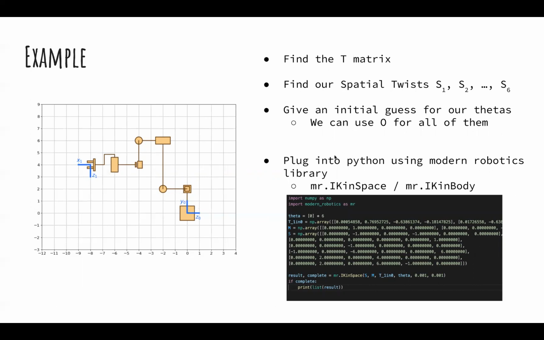Then we just plug into any type of coding environment. You can use Python or MATLAB, and you can just use the Modern Robotics library. If you're working in space frame, you want to use IKinSpace, or if you're in body frame, you want to use IKinBody. This is some snippet of code that you use, and this is where our epsilon values that we set are really low. If the function completes, then we're going to print out our values.